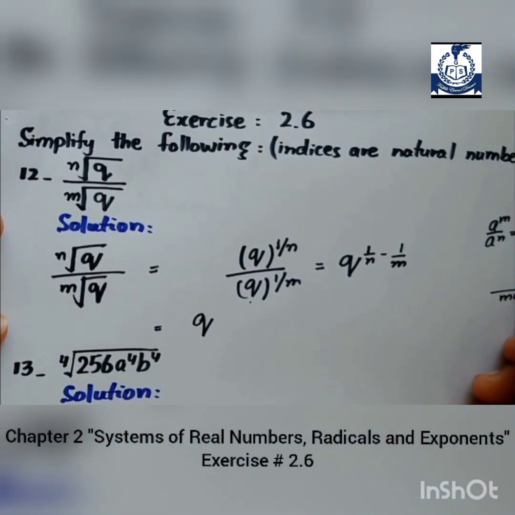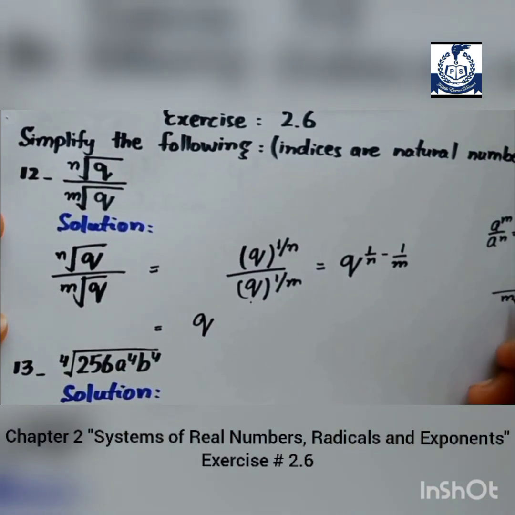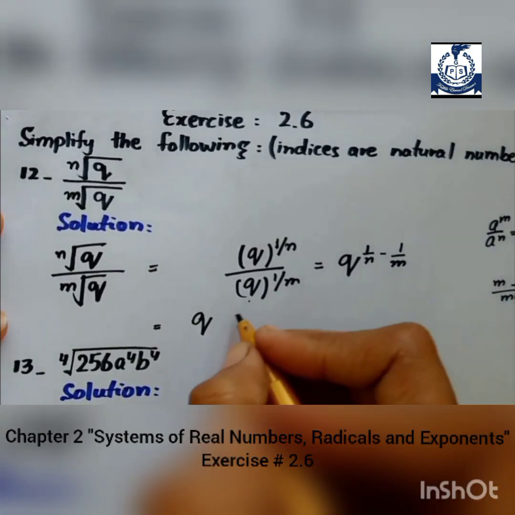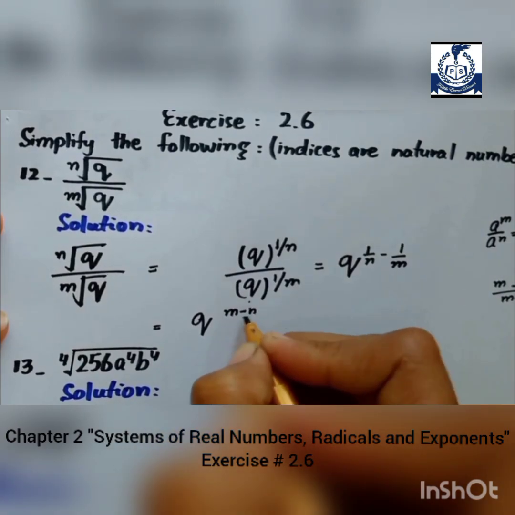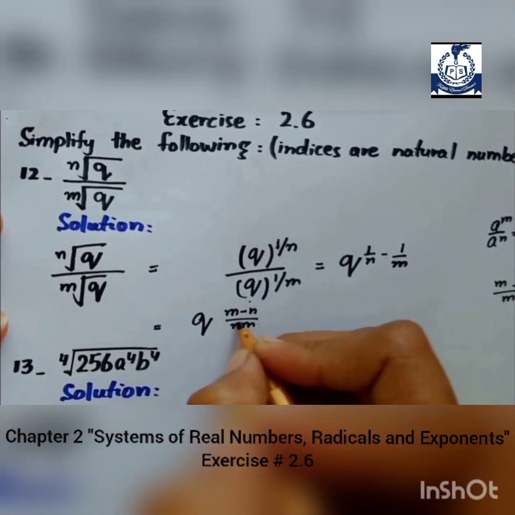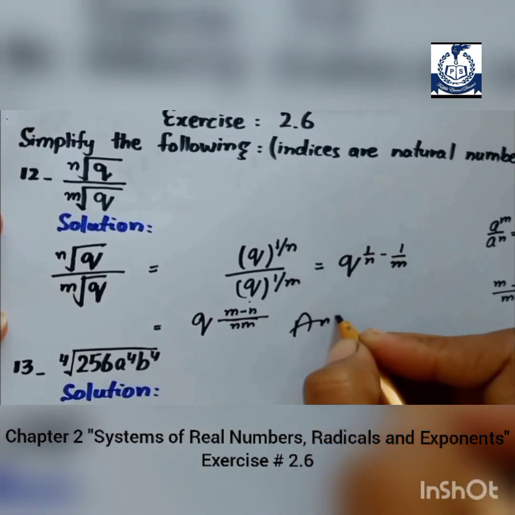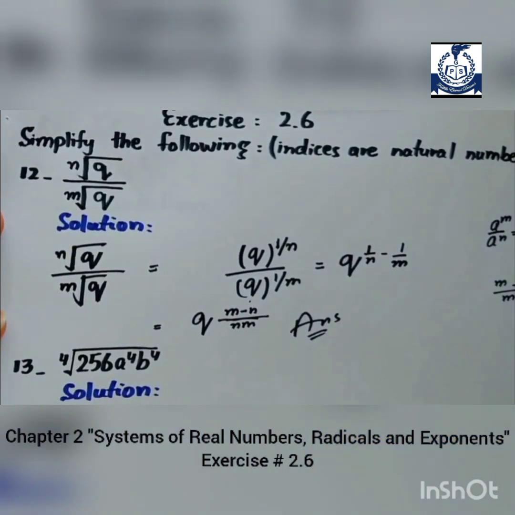We take the LCM of m and n for 1 upon n minus 1 upon m. So here I solve: the LCM of 1 upon n minus 1 upon m is (m minus n) divided by nm. This is the answer.